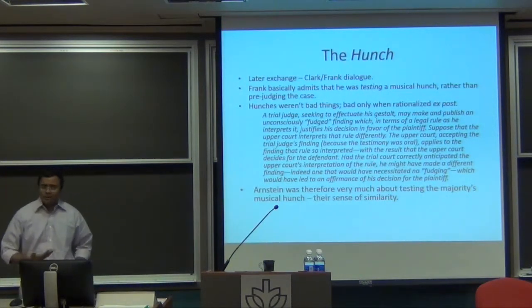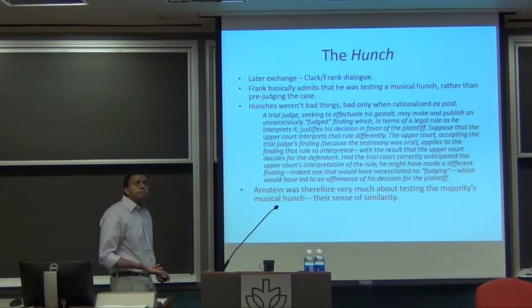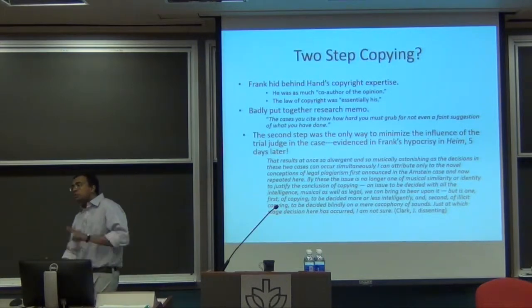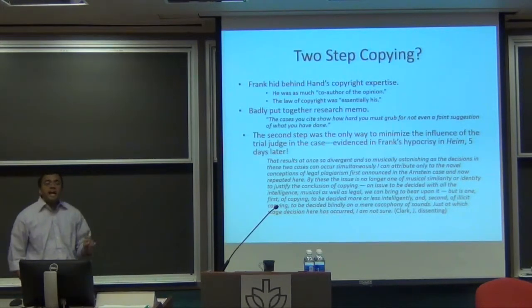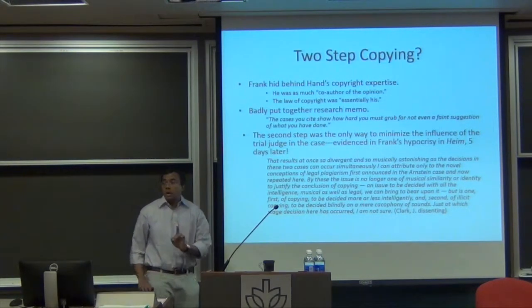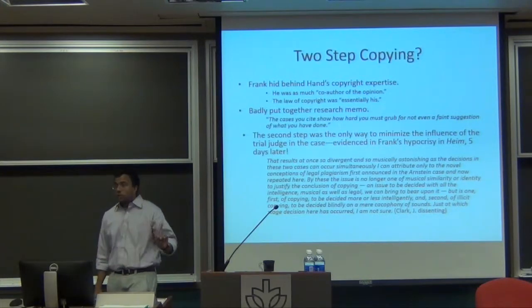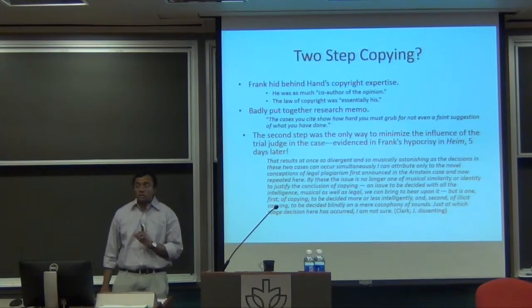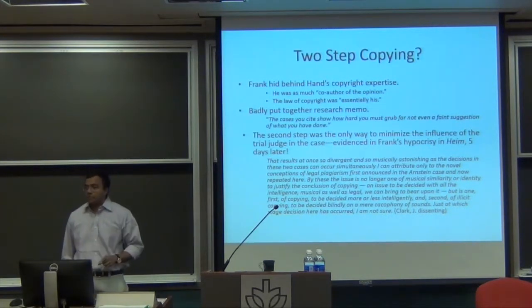So Clark says, all right, what about the 2-step copy? Where did you pull that out of? Which hat? And to that, Frank says, well, let me start with 2 things. One, Learned Hand was on the opinion. I hope you recognize, Clark, that this was as much his opinion as it was mine. So your opinion of the opinion is as much a critique of Hand. And he made copyright law, right?